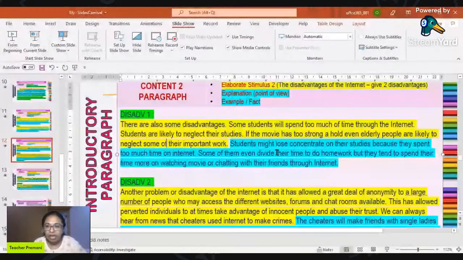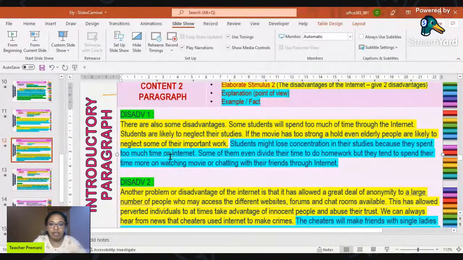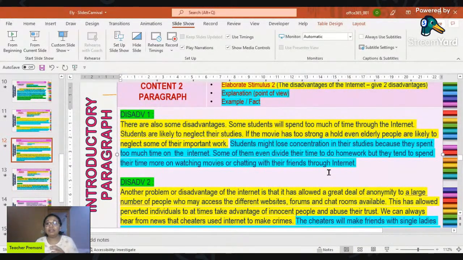Okay, so this is the elaboration. The disadvantage is spending too much time, more screen time, right? So now let's see the explanation. Students might lose concentration in their studies because they spend too much time on the internet. Some of them even set aside time to do homework, but they tend to spend their time more on watching movies or chatting with their friends through the internet. So it happened. You get diverted.